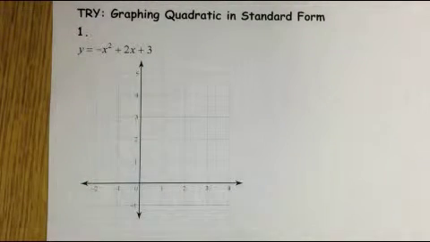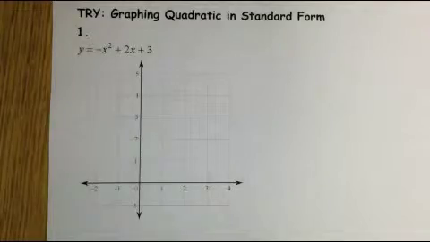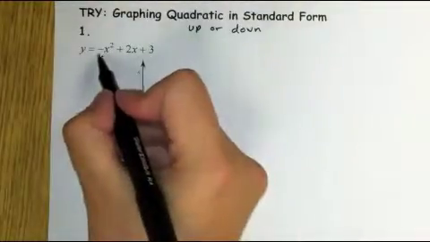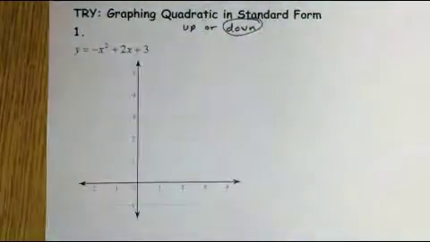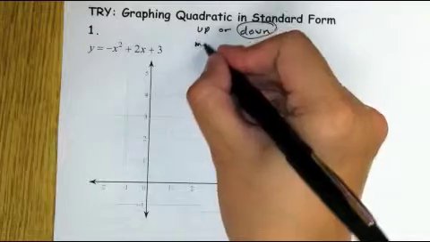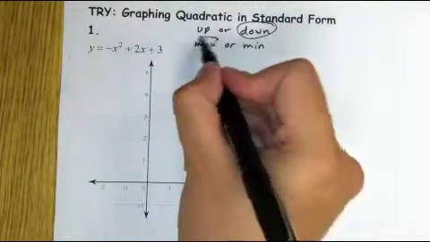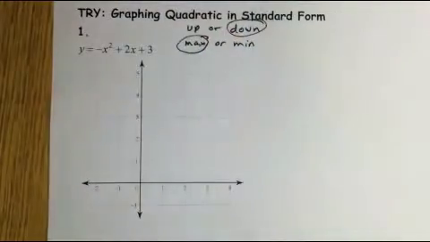All right, guys. Couple things that I wanted to do. I know I just told you to graph, but let's review our vocabulary. Up or down? Come on now, you should know. It's a negative, it's down. Is it a max or a min? If it's down, it's a max. It's as high as it goes, the vertex. Okay?